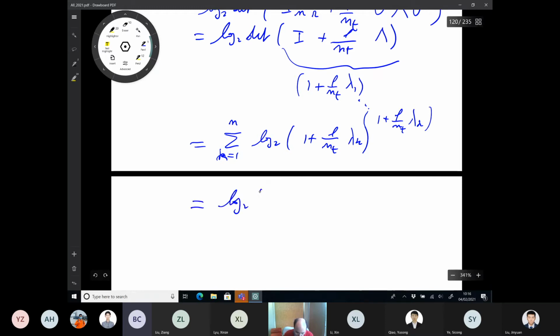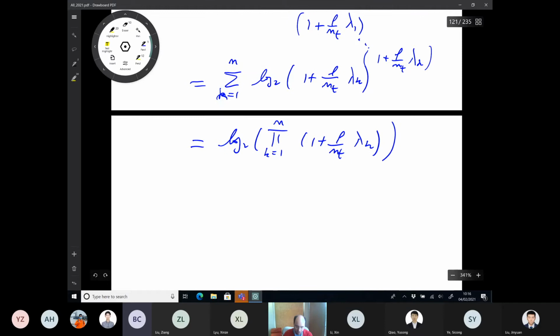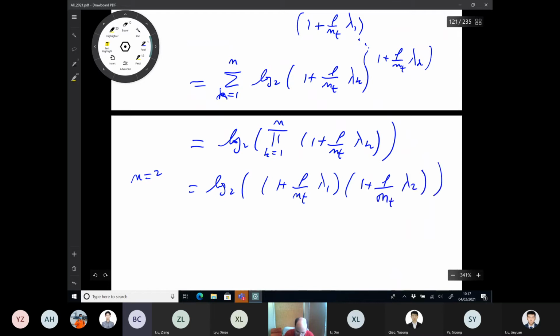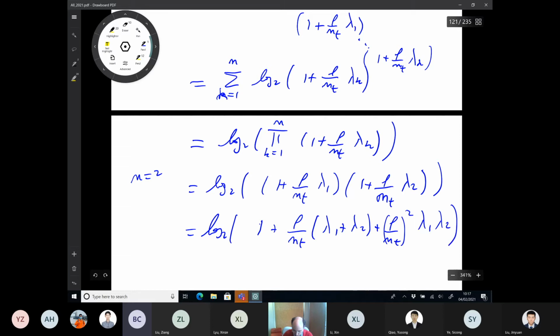I could say this is a log 2 of a product from k equals 1 to n of 1 plus rho over nt lambda k. Let me take 2 eigenvalues for simplicity, so n is equal to 2. So I have a log 2 of 1 plus rho over nt lambda 1, times 1 plus rho over nt lambda 2. And now I distribute. I have 1 plus rho over nt times lambda 1 plus lambda 2, plus rho over nt squared lambda 1 multiplied by lambda 2.